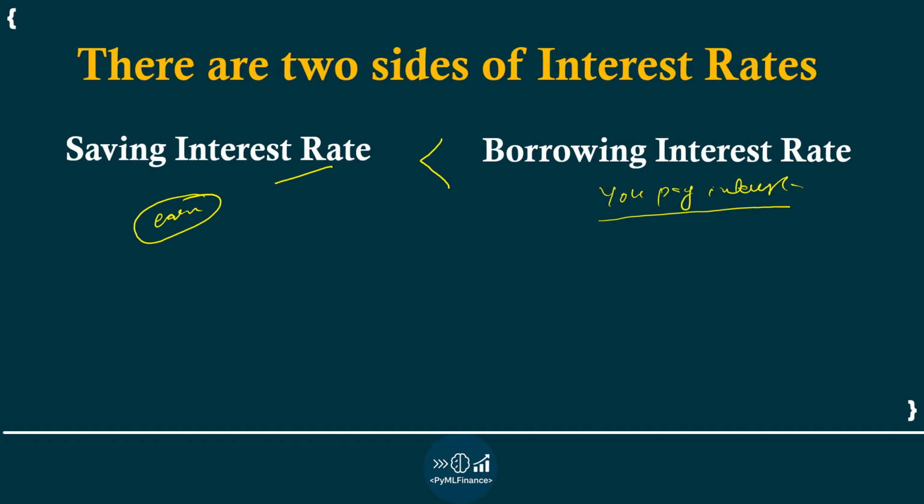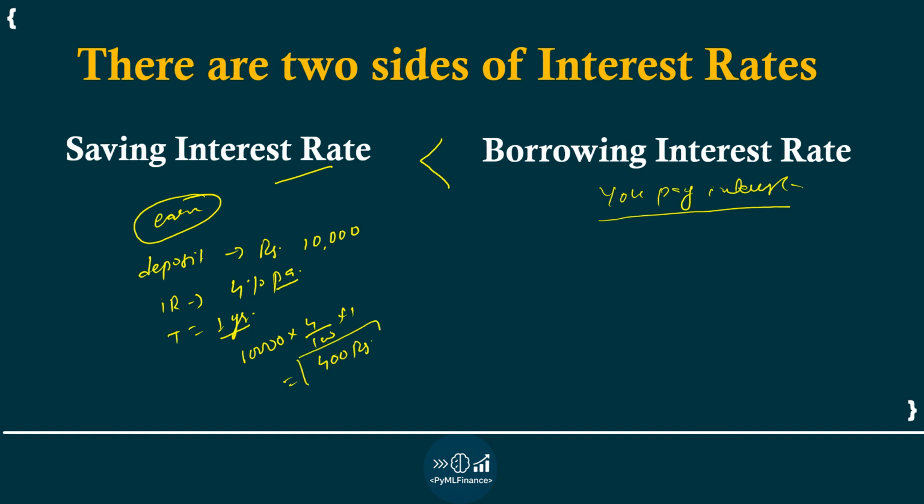So let's take an example. Let's say you deposit rupees 10,000, and the interest rate here is, for example, 4% per annum, that is 4% annualized interest rate. After 1 year, you would earn some interest, that is 10,000 into 4 by 100 into 1, that is 400 rupees. You will end up earning rupees 400 on 10,000. Now imagine if you are borrowing the money. So let's say you borrow money. In case of borrowing, the principal here would be 10,000 rupees.